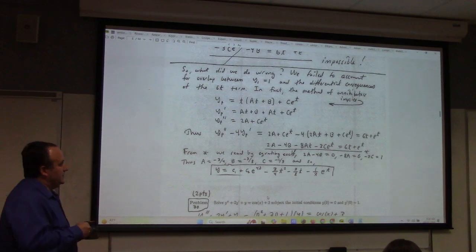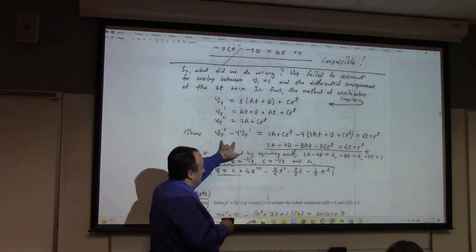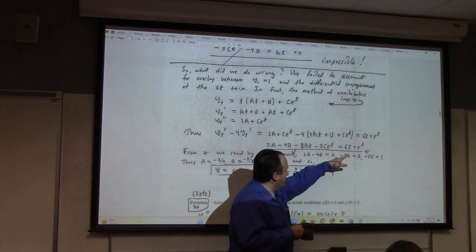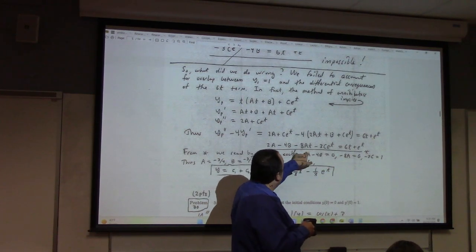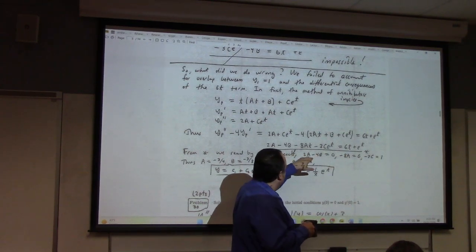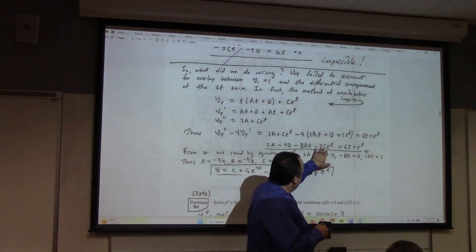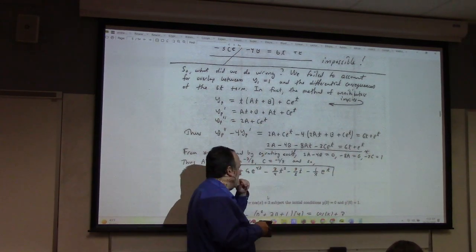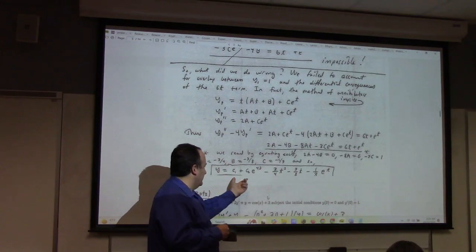So if I differentiate, plug it in, and as usual, equate coefficients, constant terms have to be 0. There's no constant over there. I've got a minus 8a here, which has to be equal to 6 over there. And I've got minus 3c on the exponential. I've got a 1 over here, which gives me that. And do the algebra, and out pops this.